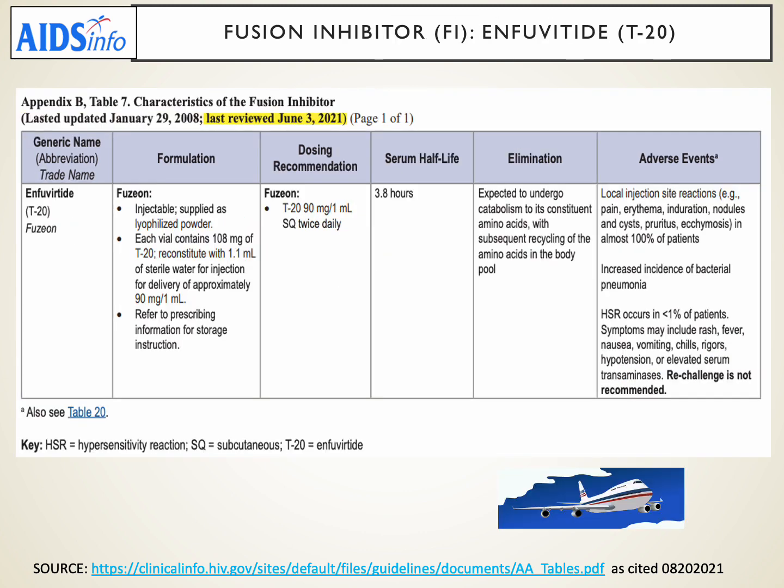The remaining agents we have listed here are not commonly used. They're second line. One of the fusion inhibitors affects cell entry into the cell, and so this is really a second line injectable agent. That is a consideration, but not first line.